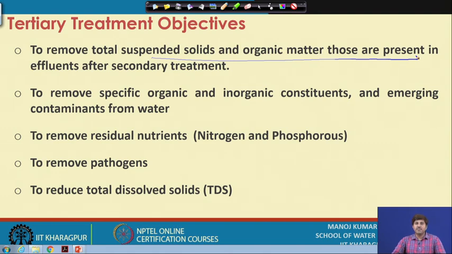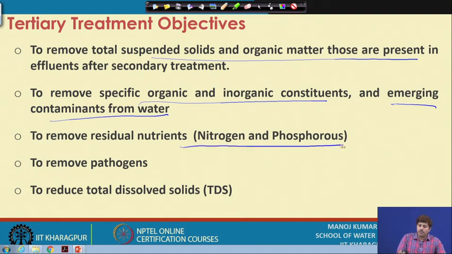Then the removal of specific organic and inorganic constituents, whatever is present in the water, and the emerging contaminants which are present in the water. Removing those from water, those specific organic or inorganic constituents and emerging contaminants, they need to be removed through tertiary treatment. That is one of the objectives. The removal of residual nutrients, nitrogen and phosphorus particularly, is again one of the objectives of tertiary treatment, which is more so for disposal purpose. The earlier ones are more for the reuse purpose, but this is for disposal purpose.